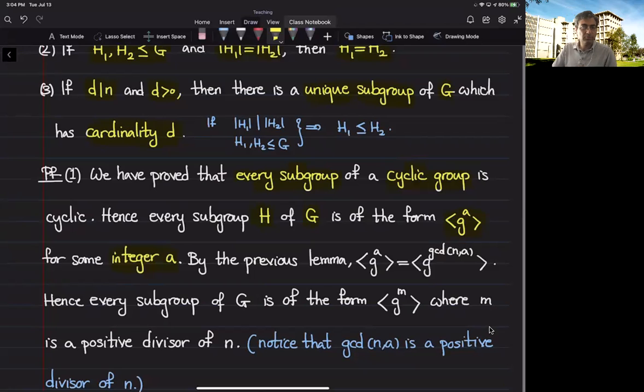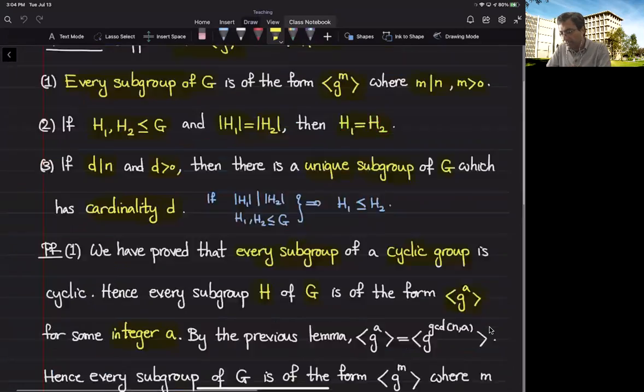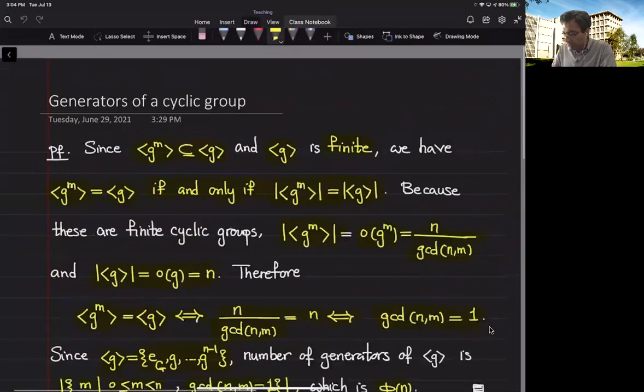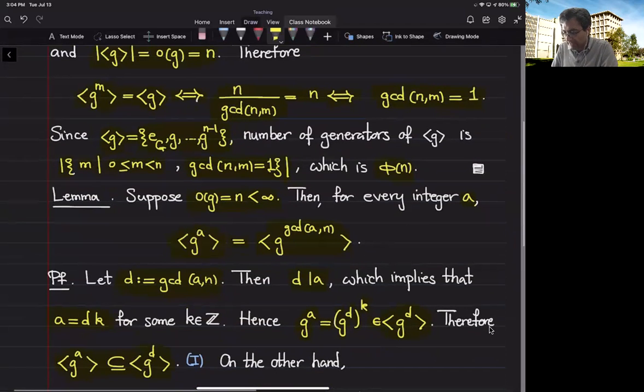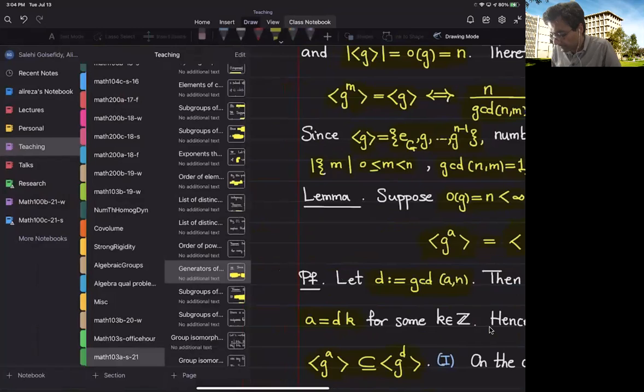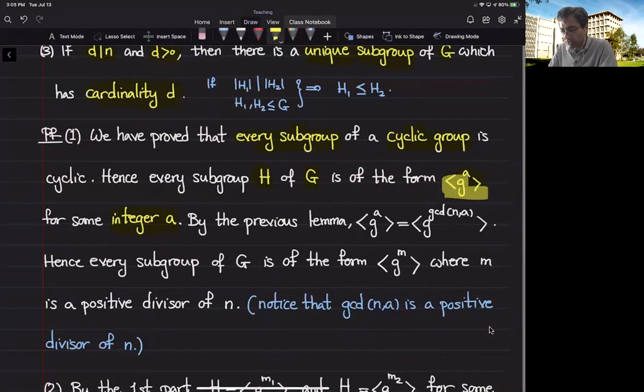A priori, it's not clear whether or not a is a positive divisor of n. But in the previous lemma, we proved that the cyclic group generated by g to the a is the same as the cyclic group generated by g raised to the power GCD of a and n. Therefore, this H is the same as the cyclic group generated by g raised to the power GCD of n and a, which is a positive divisor of n. Therefore, every subgroup of G is of the form cyclic group generated by g to the m, where m is a positive divisor of n. Okay, so this shows part one.